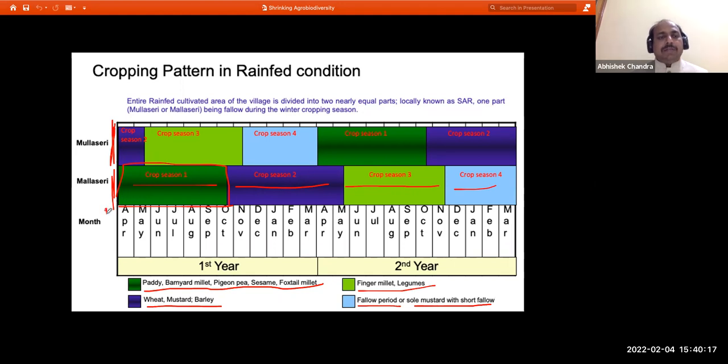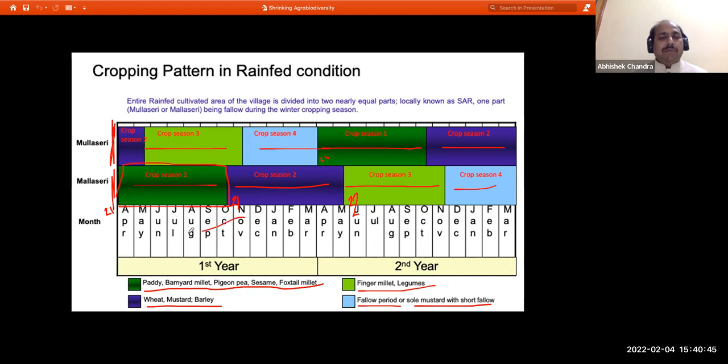If it is 2021, it starts here, then 21, and then 22 reaches here. And the second crop is alternate: it starts from here in the alternate year, then it goes to crop season second, then the cropping season third and the fourth.